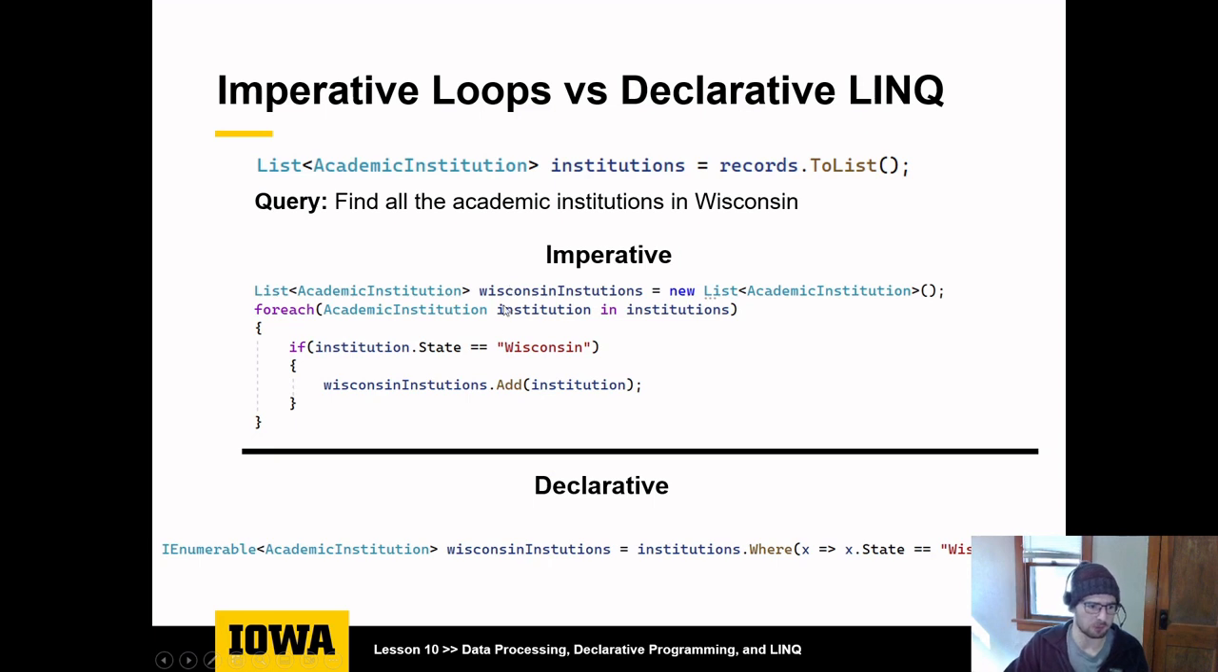And another thing I'll point out, you'll see that this type here is an IEnumerable of academic institution. A lot of your LINQ queries will return these IEnumerables. For now, you can think about IEnumerables as just a list that you can't change, a list that you can't add items to, a list that you can't remove items from. If you ever want to get a list when you have an IEnumerable, you can call ToList here.